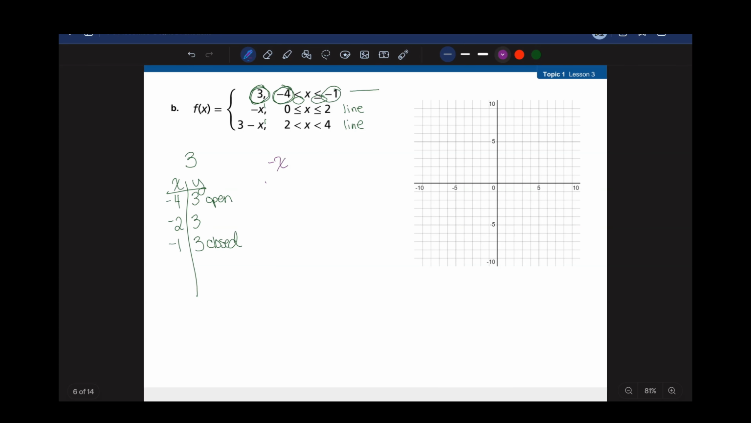So we're going to go ahead and plot these. So I have an open point at -4, 3. Then I have -2, 3, and -1, 3 with a closed point. So we really do have a flat graph.